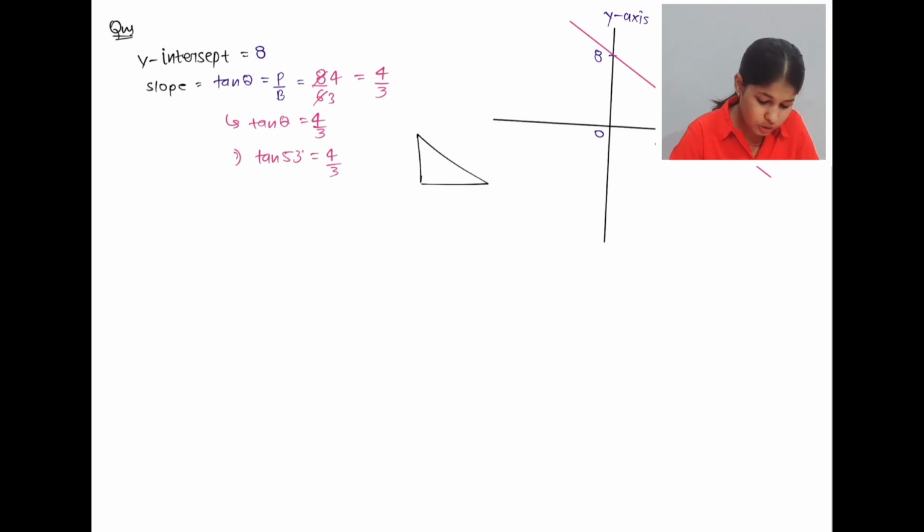How? Let me show. You just have to make a triangle. 53. As I have already told you, it will be 5, it will be 4, it will be 3, and 4 by 3 means P upon B. So P upon B, 4 by 3. Okay?